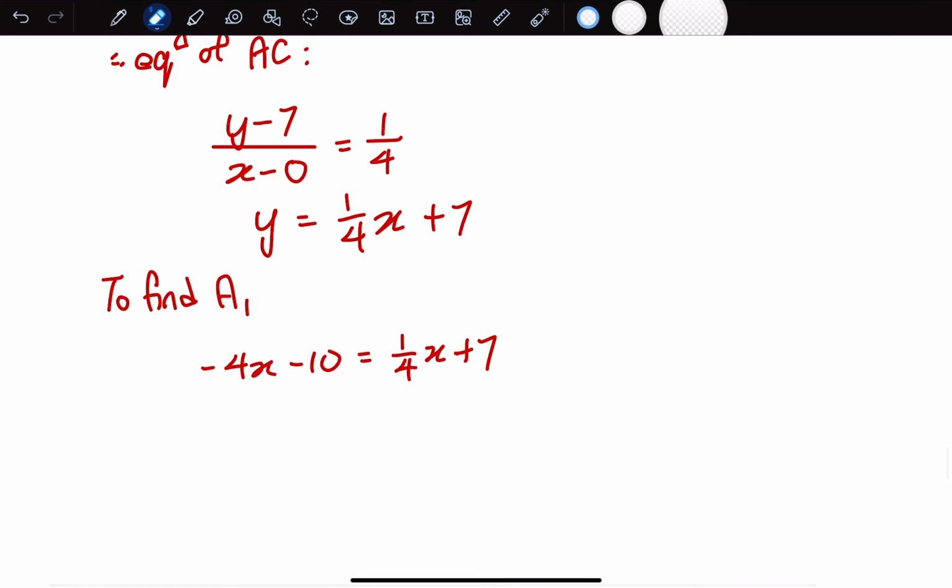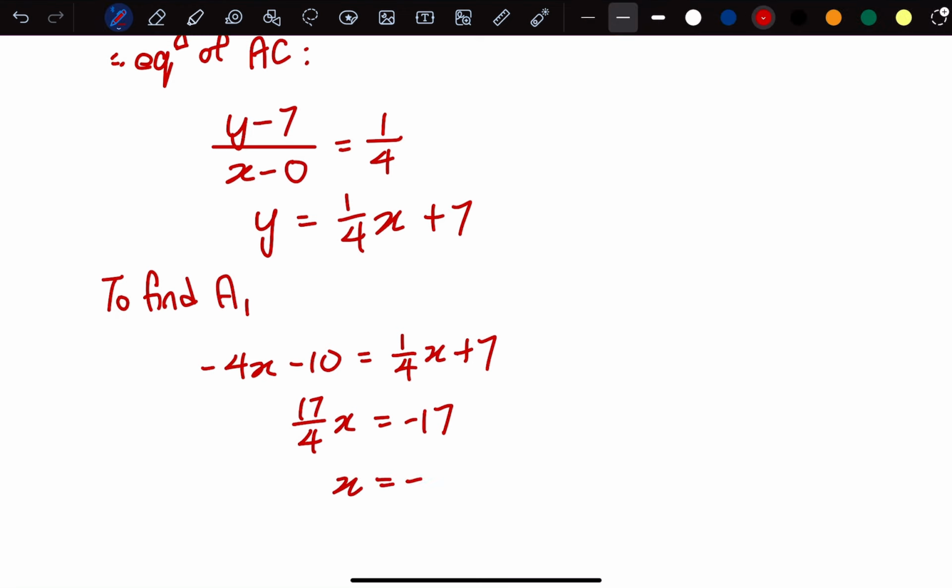Okay, then we simplify further from here. I will get 4 plus 1 over 4, which is 17 over 4x, equal to negative 7 minus 7, which is negative 17. Therefore, I divide negative 17 by 17 over 4, and then you will get that x is equal to negative 4.